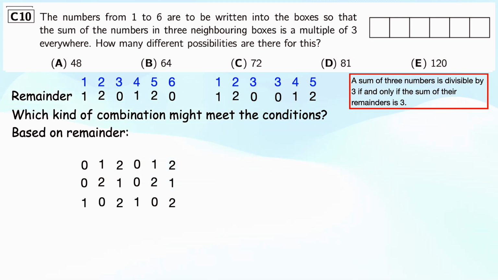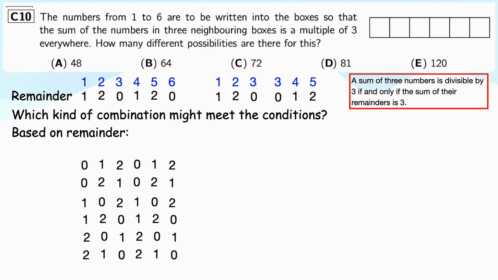Now let's go to the 1. Start with 1. So 1, 0, 2, and what will be next is also 1, 0, 2. Now you see the kind of pattern. The first 3 numbers are the same as the next 3 numbers. So we just repeat it: 1, 2, 0, 1, 2, 0; 2, 0, 1, 2, 0, 1; and 2, 1, 0, 2, 1, 0. So now we see it's only 6 possibilities here.